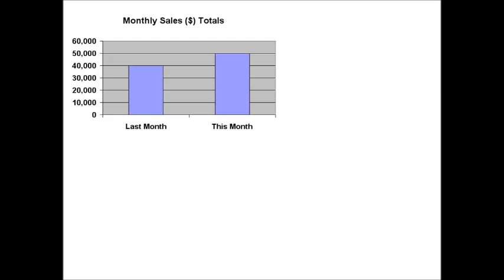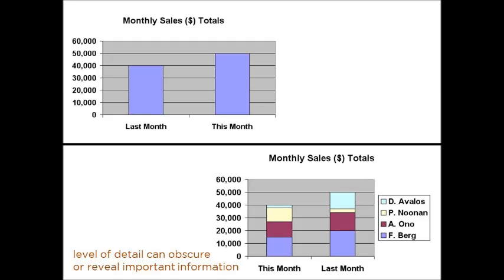This data display tells a story of growing monthly sales. That said, if we see this broken down by salesperson, we get some important new information. The full graph shows us that Avalos had a great month, but Noonan tanked.